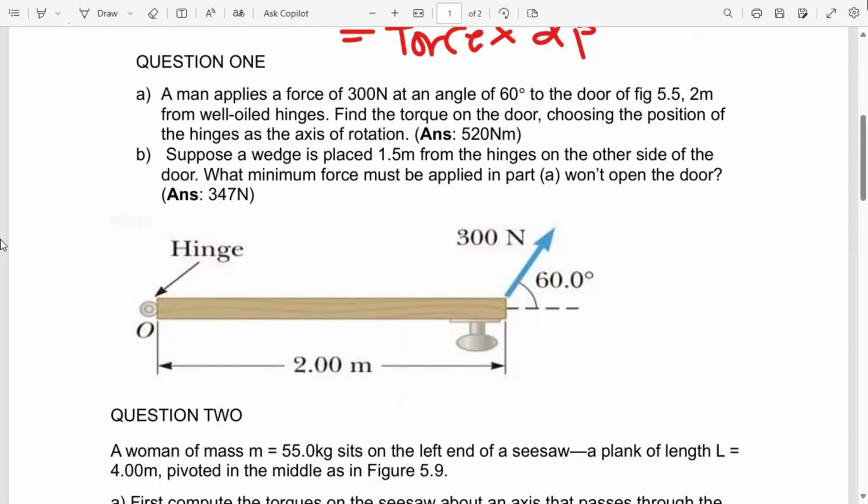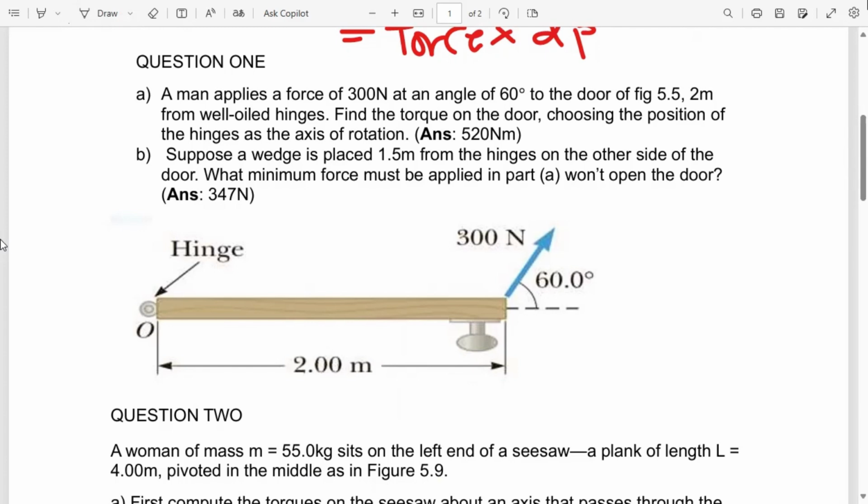Part A says: a man applies a force of 300 Newton at an angle of 60 degrees to the door of figure 5.5, 2 meters from well-oiled hinges. Find the torque on the door, choosing the position of the hinges as the axis of rotation. So the position of the hinges is the axis of rotation.